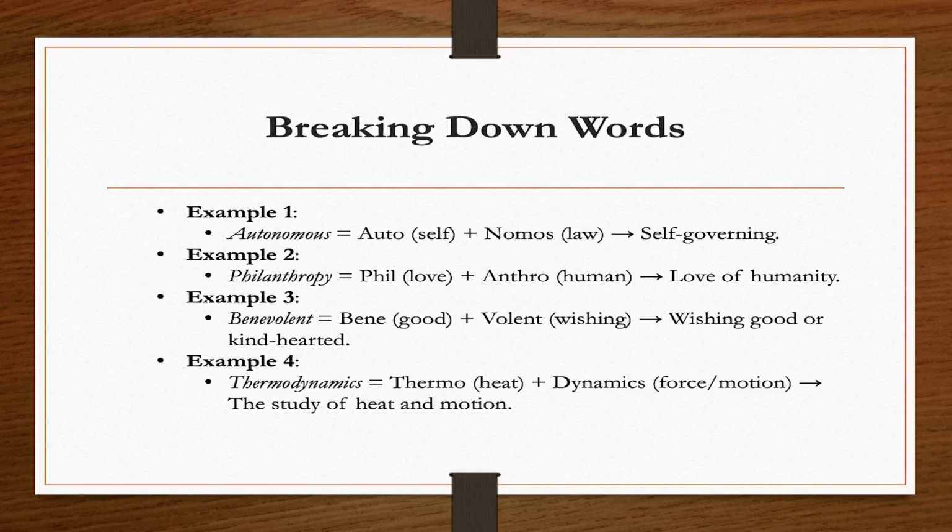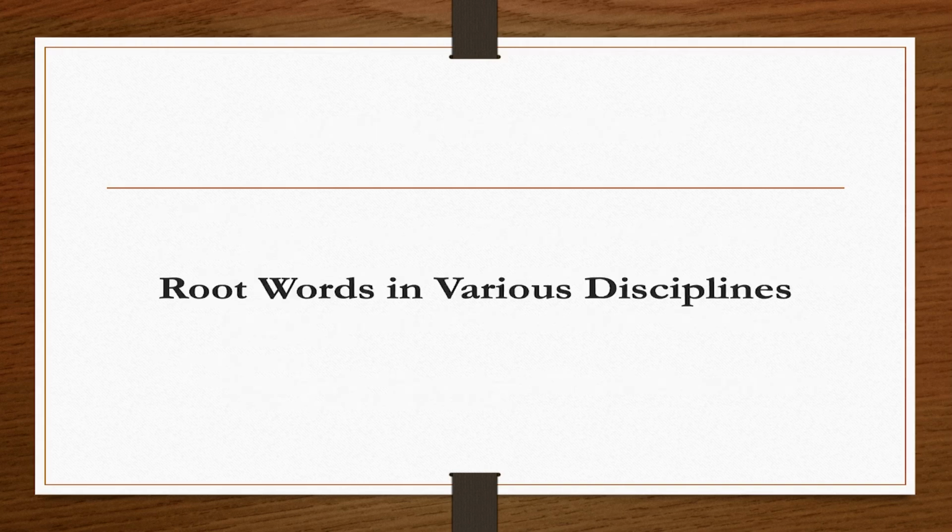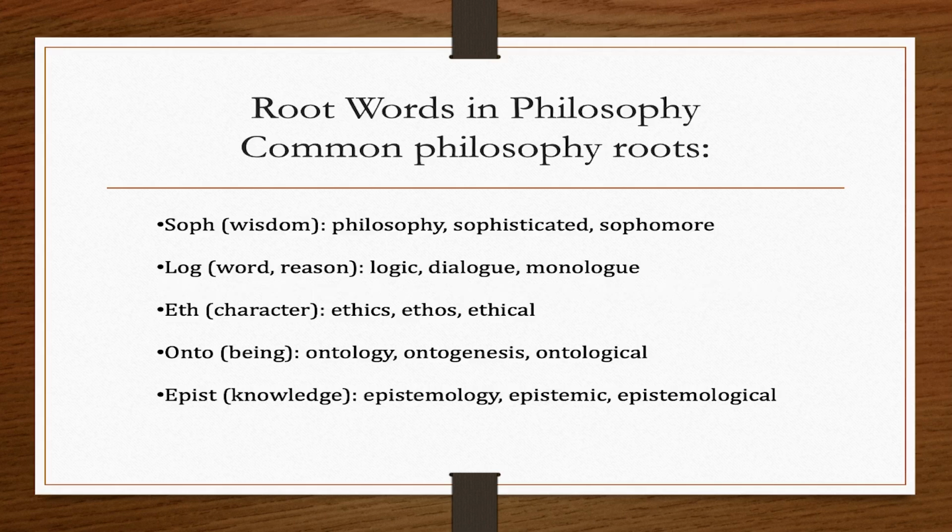Now let's move on and see various root words that you might come across in various disciplines. Here, root words in various disciplines. So now we are going to discuss some of the root words in various disciplines, and then we do some interactive activities. Now, root words in philosophy, common philosophy roots: soph, wisdom, that is philosophy, sophisticated, sophomore. Philosophy, sophisticated, sophomore are the words from this.